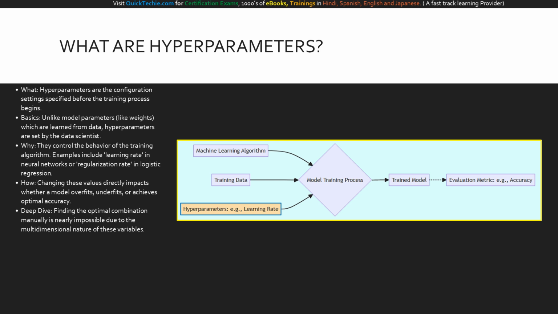Take a look at this flowchart representing the model training process. On the left, we have our three core inputs. We feed our chosen machine learning algorithm and our training data into the central training process. But notice the third input highlighted in orange, the hyperparameters. This is the only input we are actively tweaking to change how the algorithm learns from the data. The training process outputs a trained model, which is then measured against an evaluation metric, like accuracy or AUC. If the metric is poor, we have to change the hyperparameters and run this entire flow again. Our goal today is to automate this loop completely.